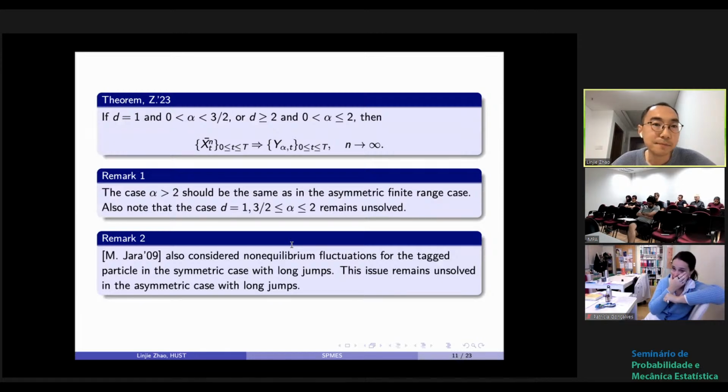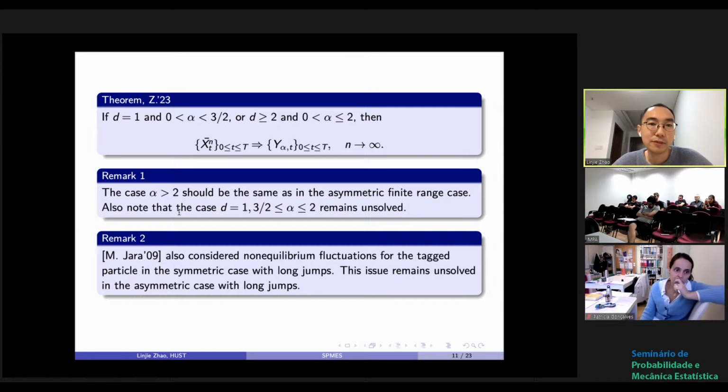And then this is the main result of the talk. We could show that in one dimension, if alpha is between 0 and 3/2, or in 2 or higher dimensions for alpha between 0 and 2, then the normalized tagged particle converges to the Lévy process introduced above. We only consider the case alpha less than 2, because for alpha larger than 2 the jump rate has a finite second moment. So in general, it should be the same as in the asymmetric finite range case.